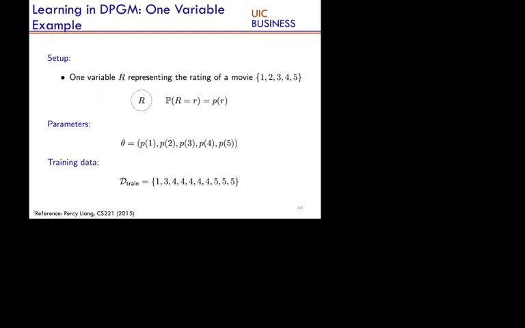In fact, I don't need 5 parameters. Why is that? Yeah, it's a distribution, so we don't need p of 5. P of 5 is just 1 minus the sum of those 4. Okay, let's say this is our training data, which is 1, 3, 4, 5 4s and 3 5s.